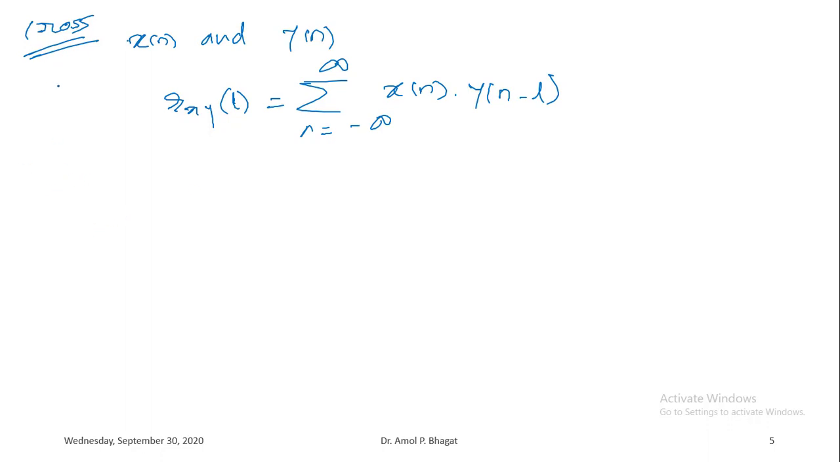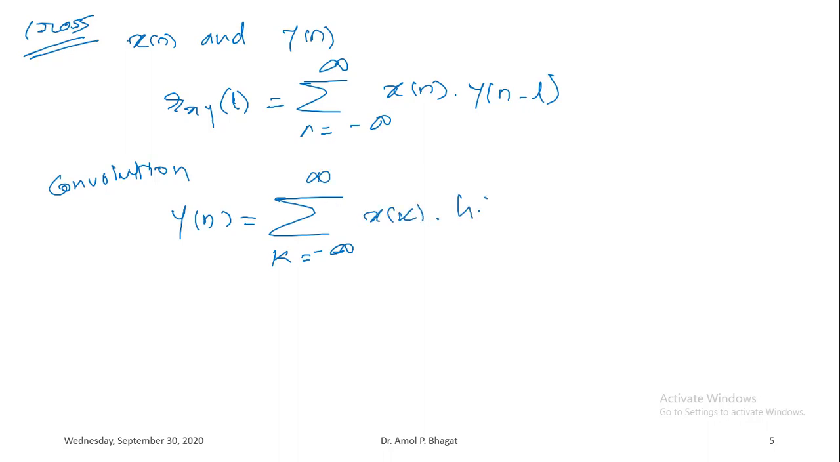Okay, and if you compare this cross correlation formula with the formula of convolution, what formula have we seen for convolution? It was y of n is equal to the summation from k equals minus infinity to infinity of x of k into h of n minus k. So the convolution operation involved four different operations. First was the folding operation, right? In convolution we folded the impulse response, so from h of k you have obtained h of minus k.